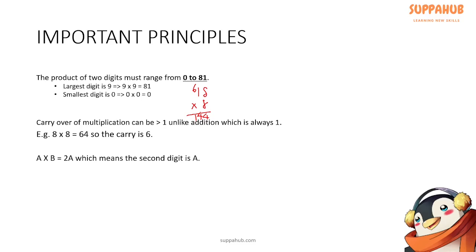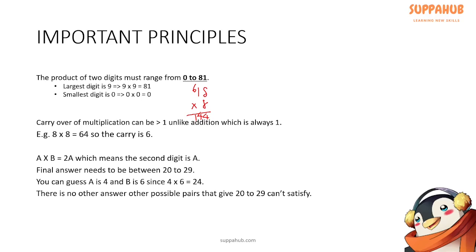Then you have A times B equals 2A, which means the second digit is an A. Let's say in this case, because the first digit is a 2, you know the final answer must be between 20 and 29. It cannot be anything else. So you can guess that A equals 4 and B is 6, because 4 times 6 is 24.